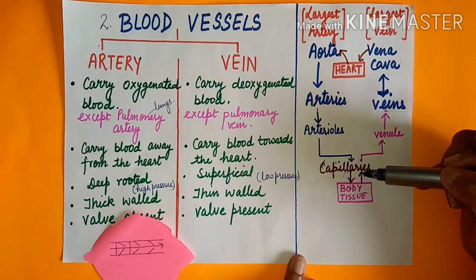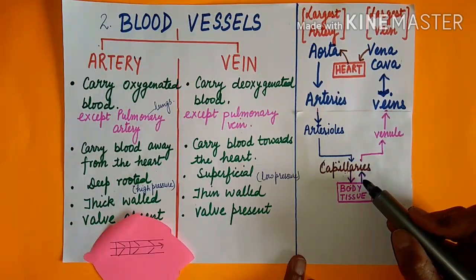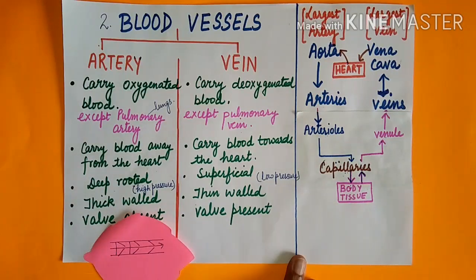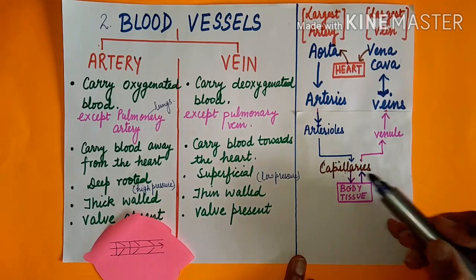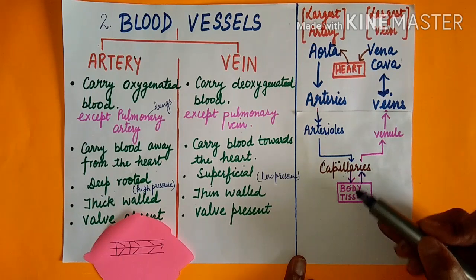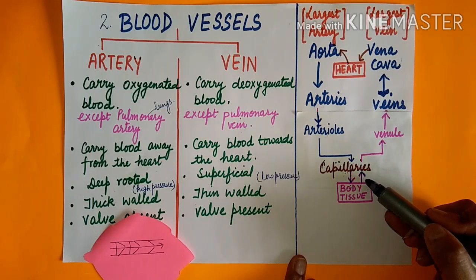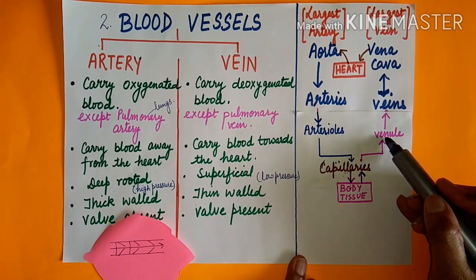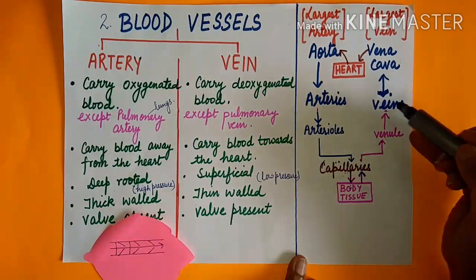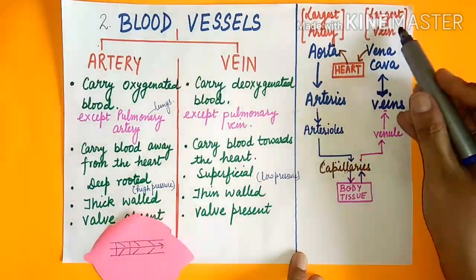So once the blood reaches the capillaries through arteries and arterioles, the capillaries exchange the material with the body tissue. It gives all the nutrients and all the oxygen to the body tissue, and the waste products are taken by the capillaries and sent into the venules, then veins, and then finally it reaches the vena cava. Vena cava is the largest vein.